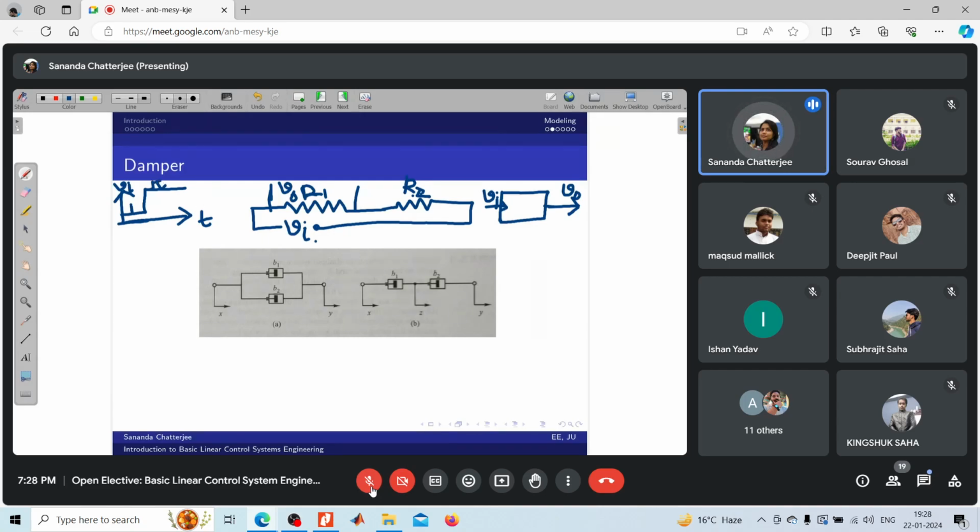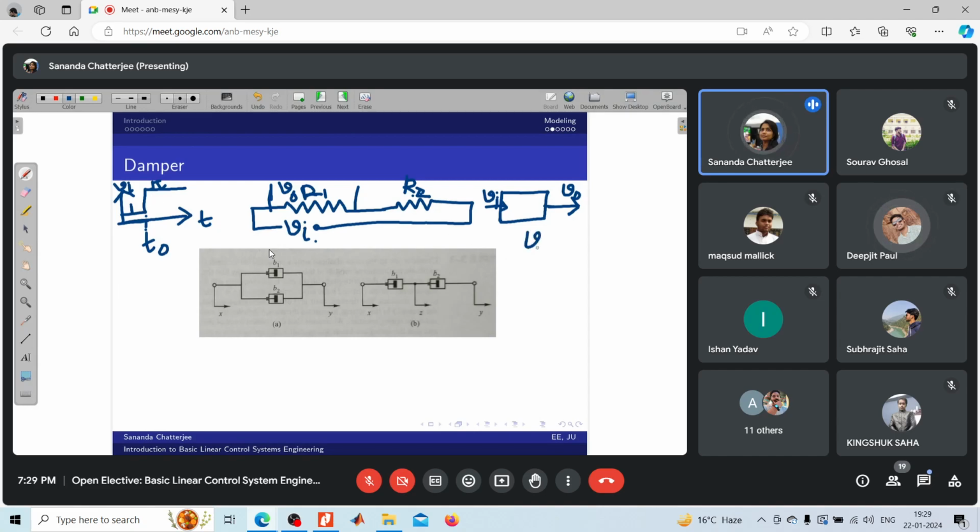Okay, so what will happen to V out? At time t0, I change this input from 1 volt to 5 volt. So how will V out change? Will it change abruptly at time t0, or will it take some time to move to some value? There will be a change in the value of V out. Do you agree?